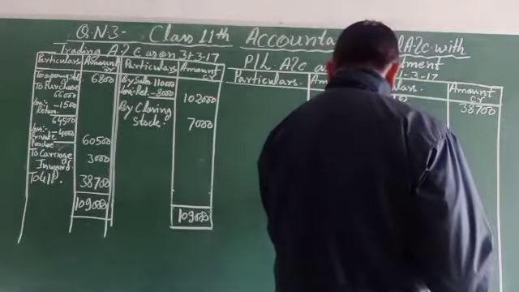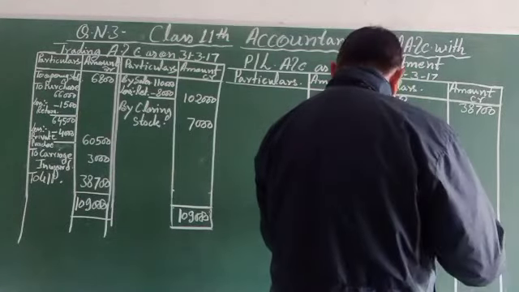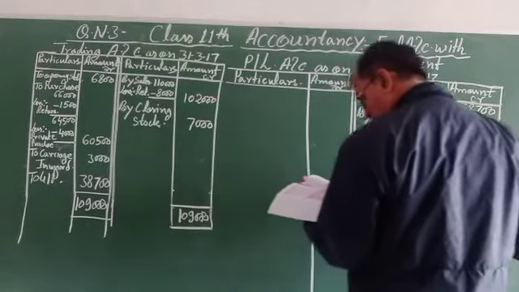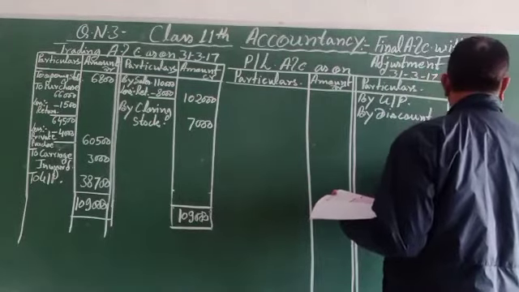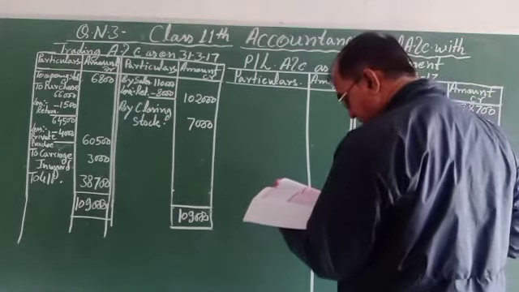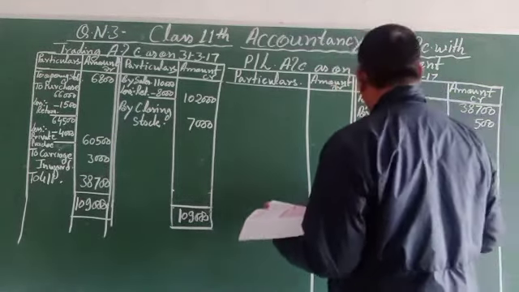Now incomes. By discount, that is given 500, and in the credit column, rent received, by rent received. Just see the trial balance, whatever income is given in the credit column is recorded in the profit and loss account, that is given 300.